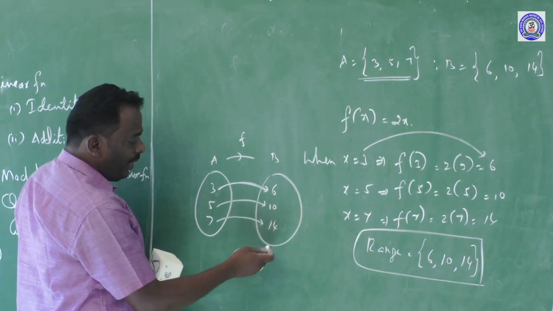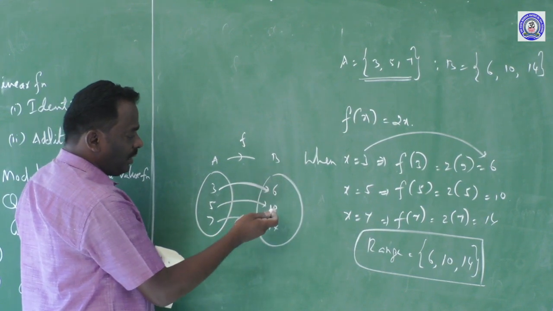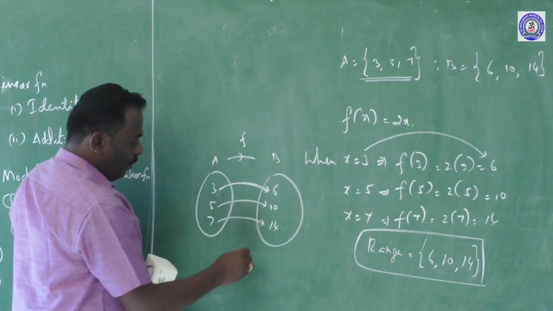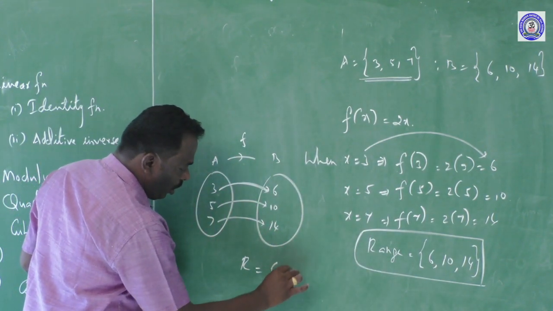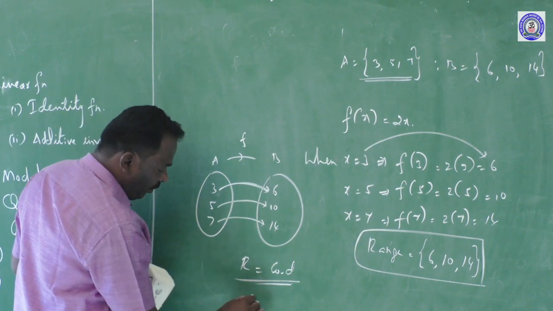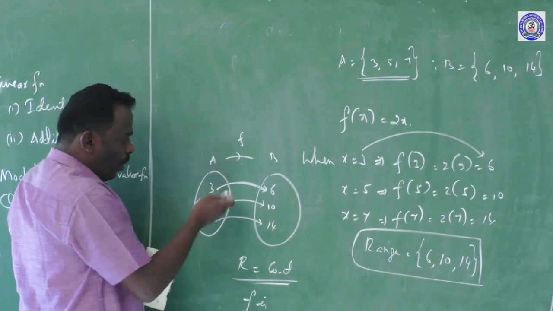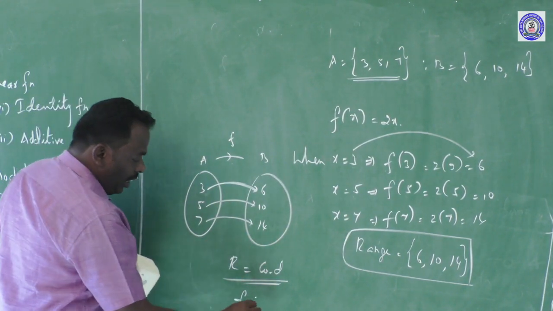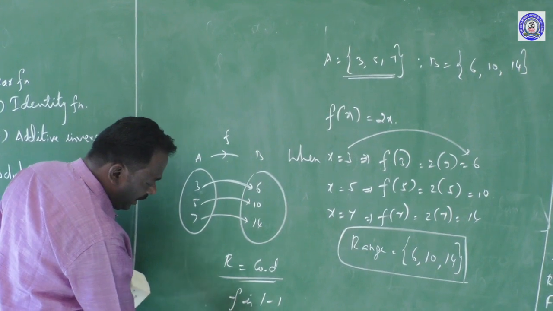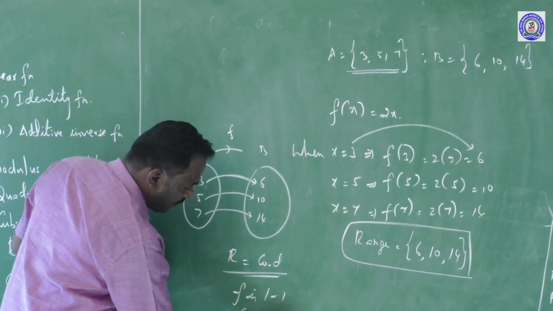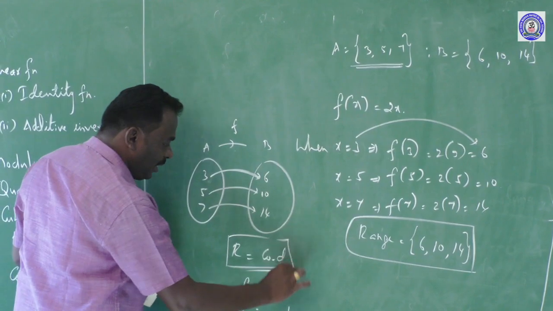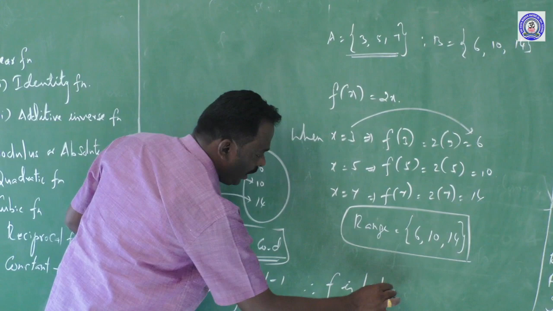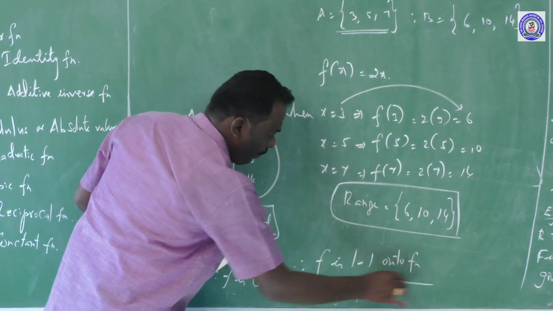Now what is the codomain? The codomain is 6, 10, 14 and the range is 6, 10, 14. Therefore the range is equal to the codomain, so both are equal. Therefore we can see f is one-to-one: different elements of A have different images in the codomain. Also f is an onto function since the range is equal to the codomain. Therefore f is a one-to-one, onto function.